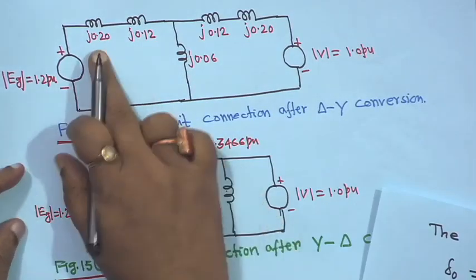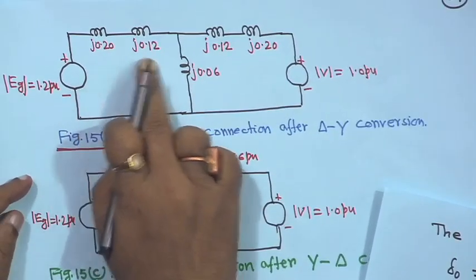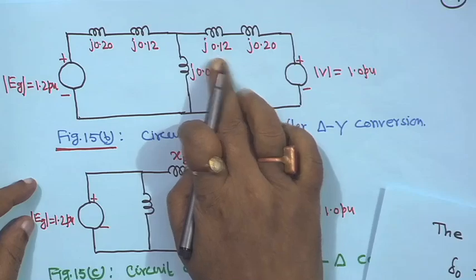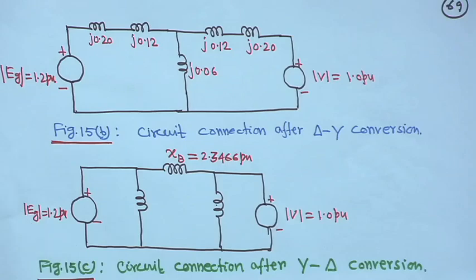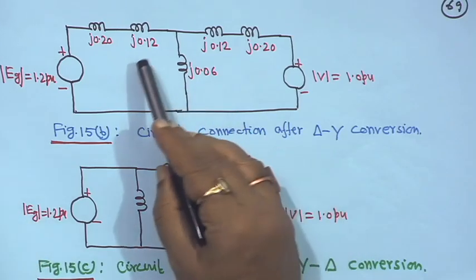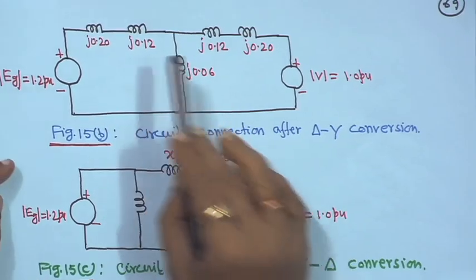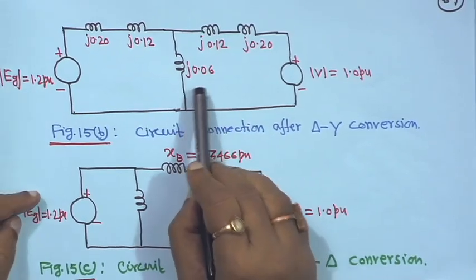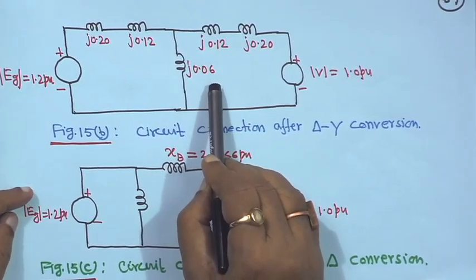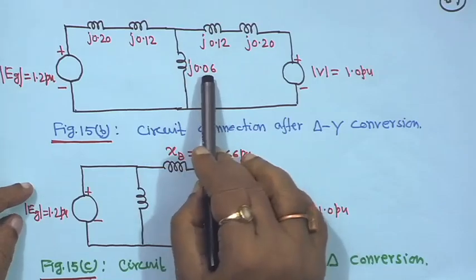So, that means these two will be in series. So, j 0.2, j 0.12, this side j 0.12, and this is j 0.06. So, this is the delta star conversion. Now, if you make this one, this is now a star connection, because this side will be 0.32, this side will be 0.32, and then this one will be j 0.06. So, this is now a star connection.